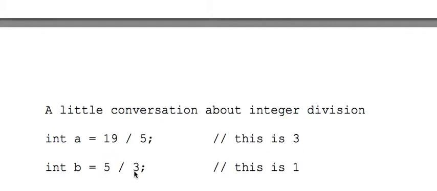Similarly here, 5 divided by 3, 5 is an int, 3 is an int. This ends up being 1 2/3, or 1.66666. We just throw away the 2/3 or the 0.666, and b would end up being just 1. So that's all pretty easy. It's a pretty simple rule.